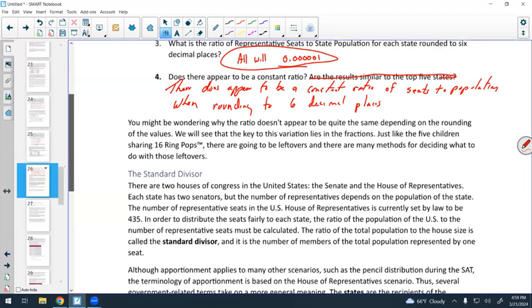So you might be wondering why the ratio doesn't appear to be quite the same depending on the rounding of the values. Well, we'll see that the key to this variation lies in the fractions. Just like the 5 children sharing 16 ring pops, there are going to be leftovers, and there are many methods for deciding what to do with those leftovers.